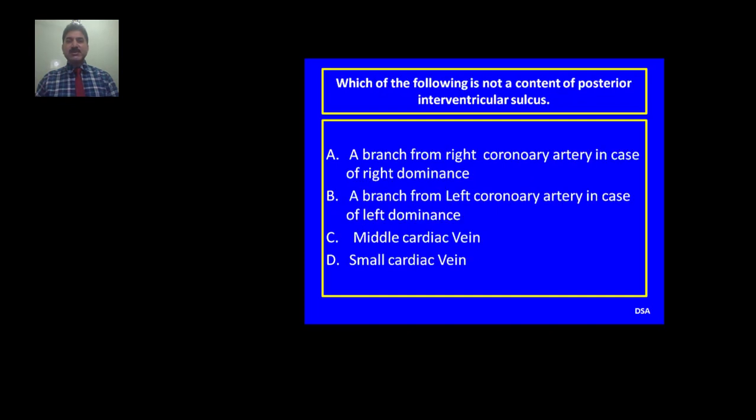Which of the following is not a content of posterior interventricular sulcus? A. A branch from the right coronary artery in case of right dominance. B. A branch from left coronary artery in case of left dominance. C. Middle cardiac vein. D. Small cardiac vein. D is the wrong option.